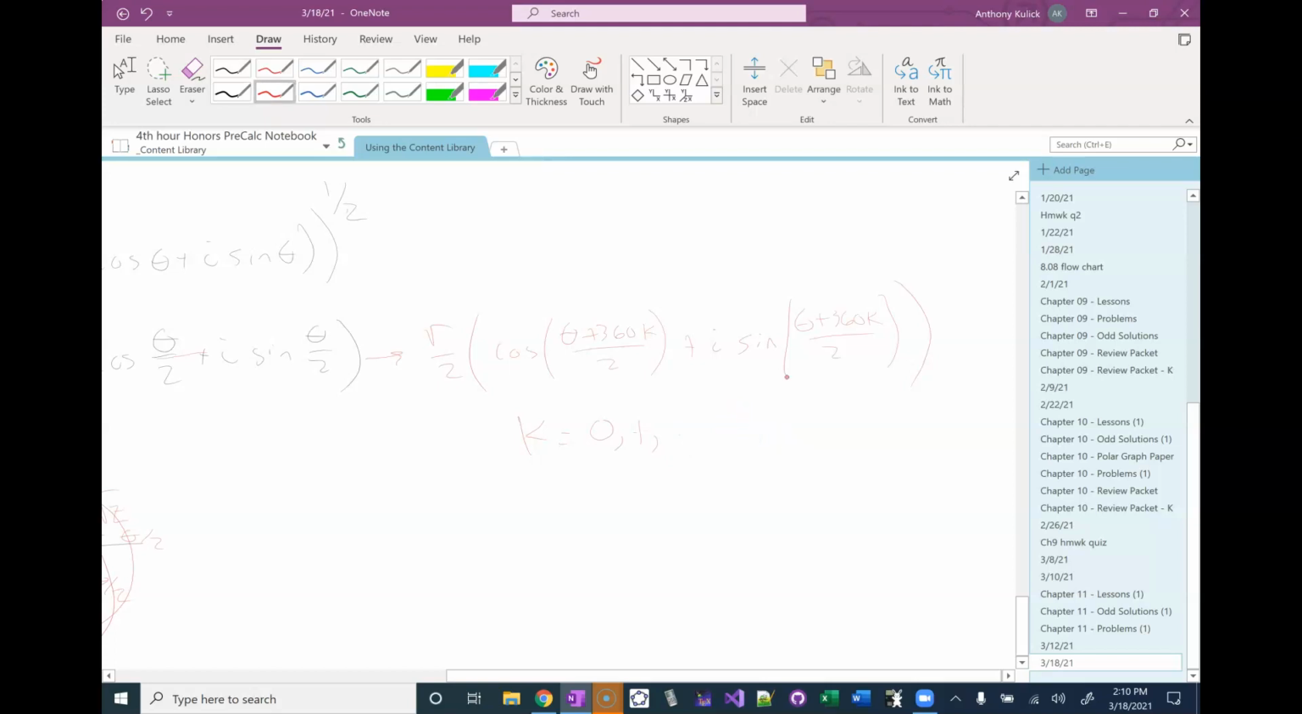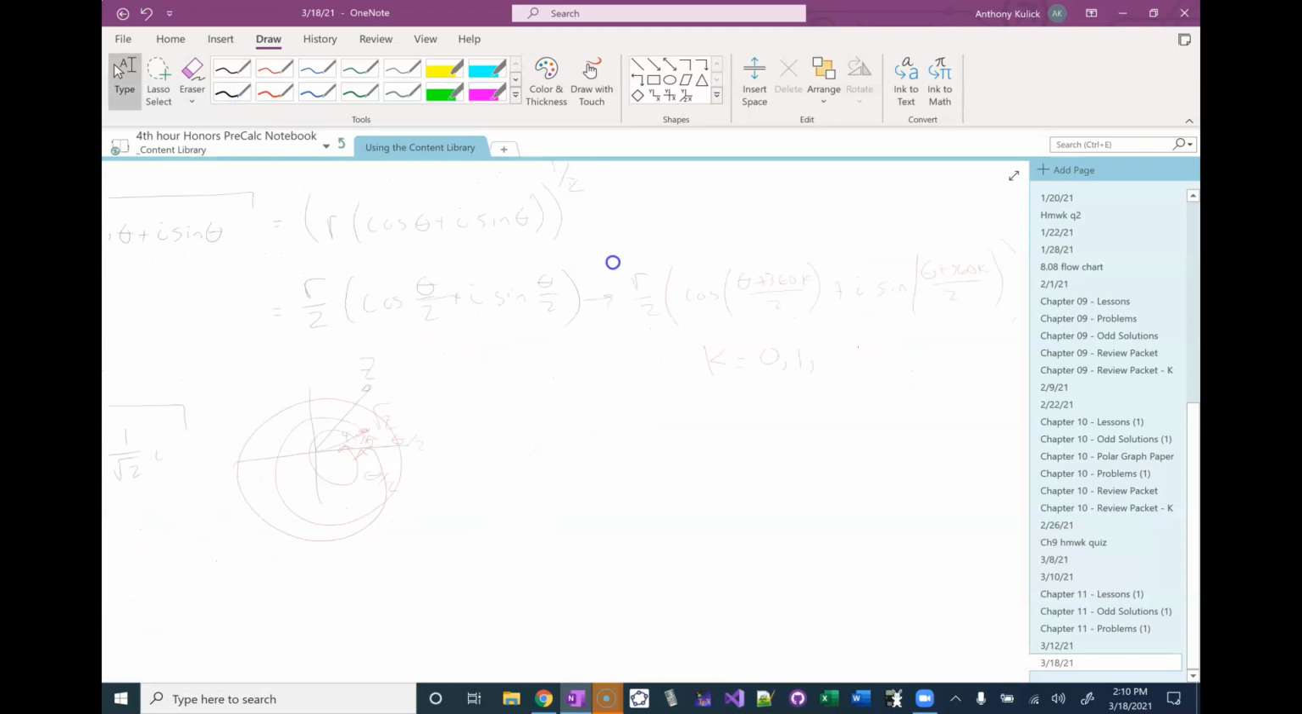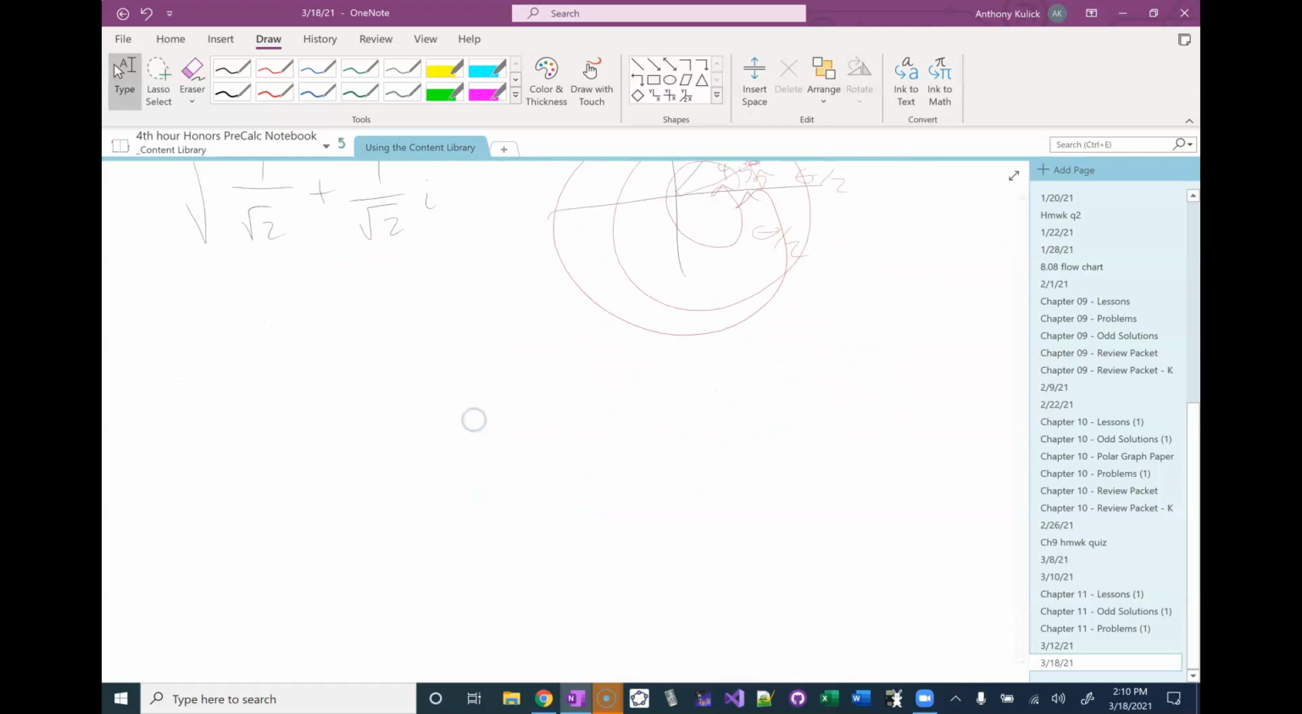Let's actually say just that. Now let's go ahead and just generalize this all the way. So we are talking specifically about square roots here. So if we wanted to do this for an nth root, nth root of r.